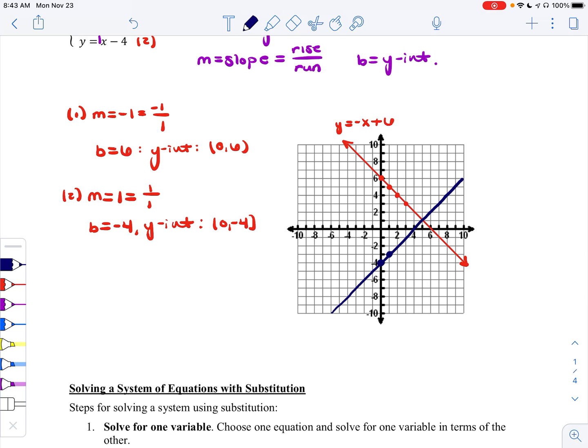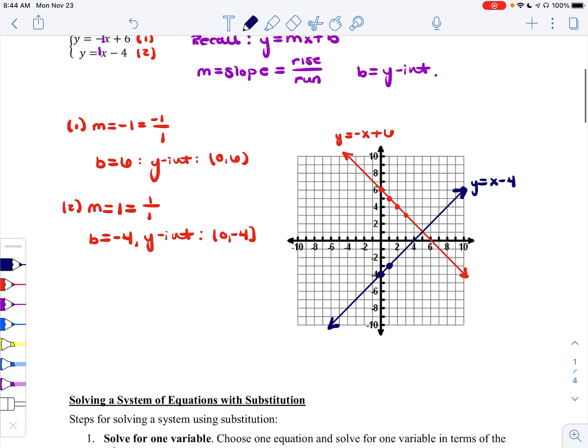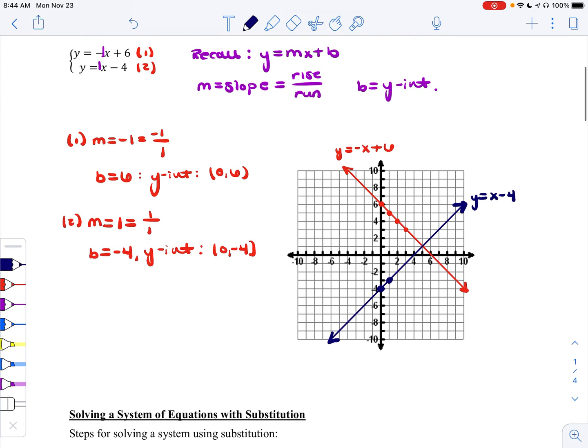If you have a ruler or something, that might make it a little bit easier. But if you're good at just eyeballing a straight line, then you can just draw it right in. Okay, all right, so there's our graphs.